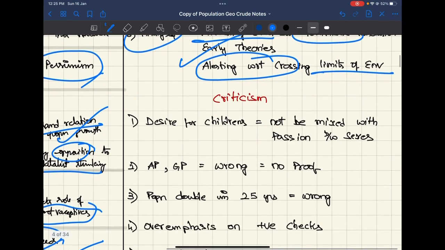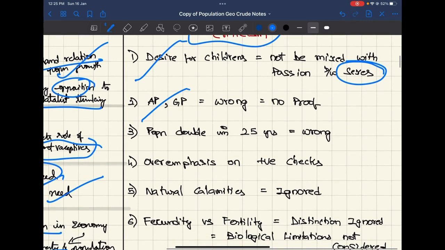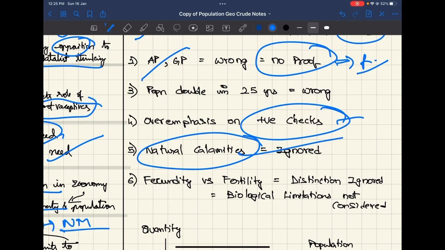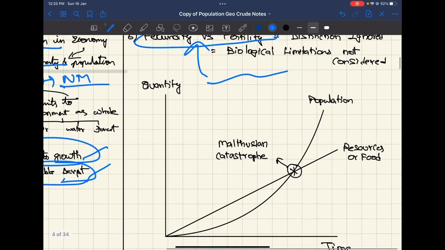Now coming to the criticism: desire for children is mixed with passion for sex. AP and GP is mathematically wrong, but it is a figure of speech rather than actual calculation. Overemphasis on positive checks, so he's a pessimist. Natural calamities will attack both high population and low population regions alike. And fecundity versus fertility, he did not maintain a distinction. So this is the population growth, this is the food growth.